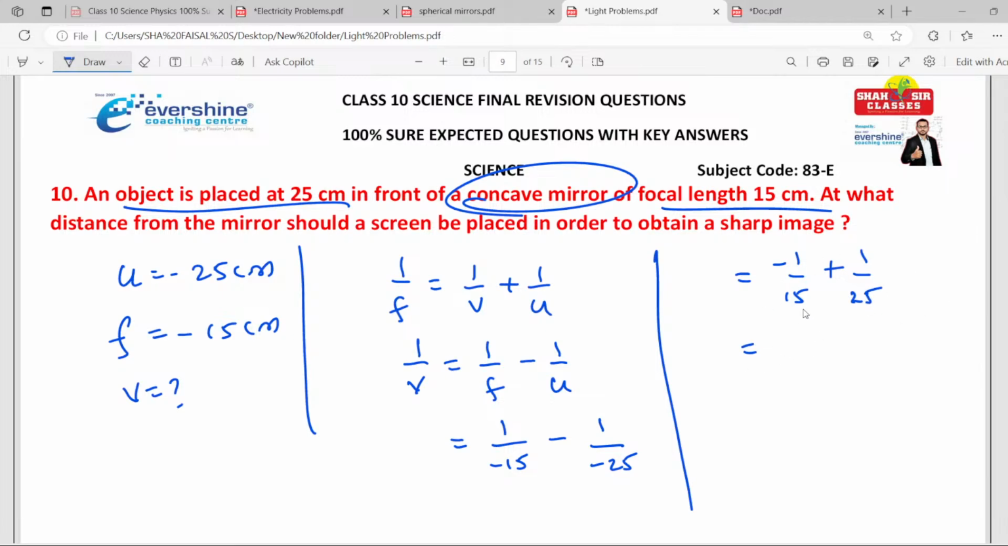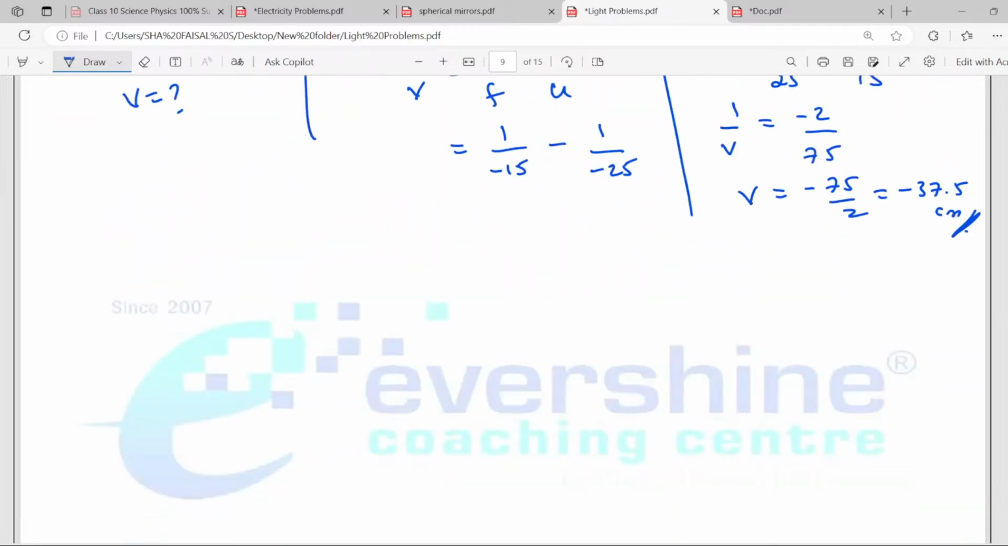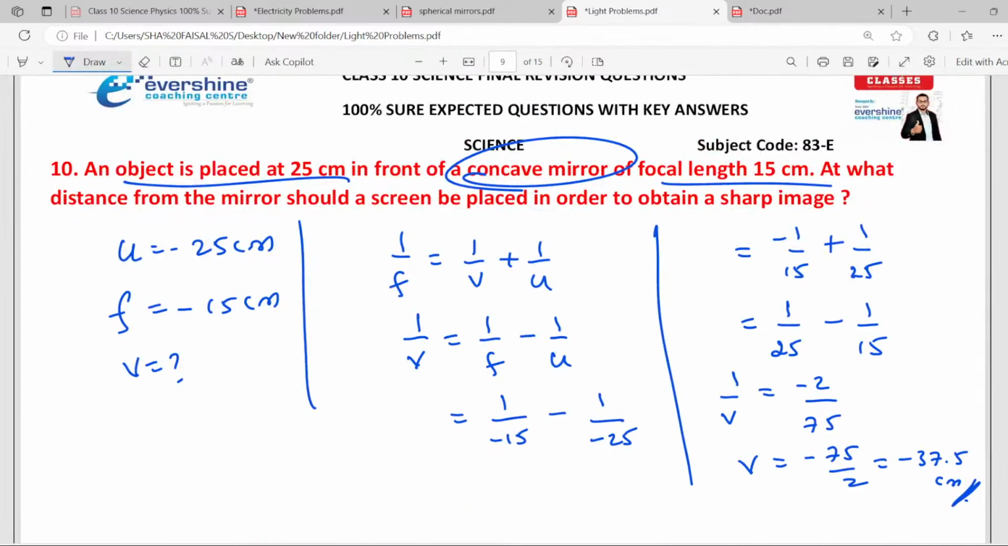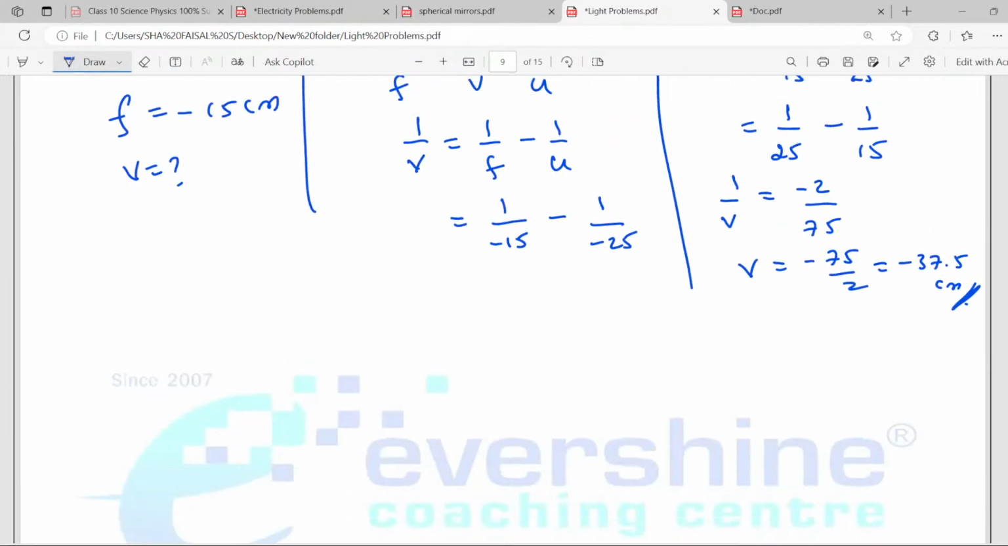Any doubts? If you are getting confused between minus and plus, always try to keep the positive value first, negative value next. Simple. Then simplify. You'll get 1 by V equals minus 2 by 75. Then V is minus 75 by 2, that is minus 37.5 centimeters. So at what distance from the mirror should a screen be placed to obtain a sharp image? We have to write that.